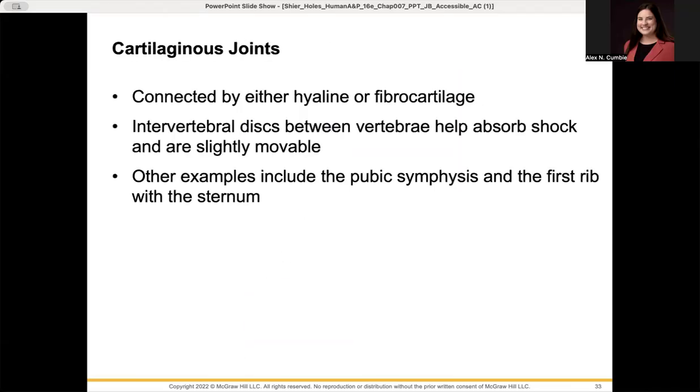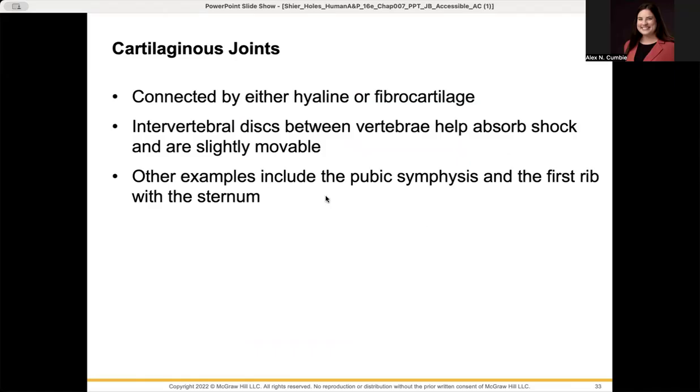For cartilaginous joints, they're called cartilaginous because they're made of cartilage, either hyaline cartilage, remember, that's our most common cartilage, very structurally sound, or they could be made of a different type of cartilage called fibrocartilage, which is a shock absorber.